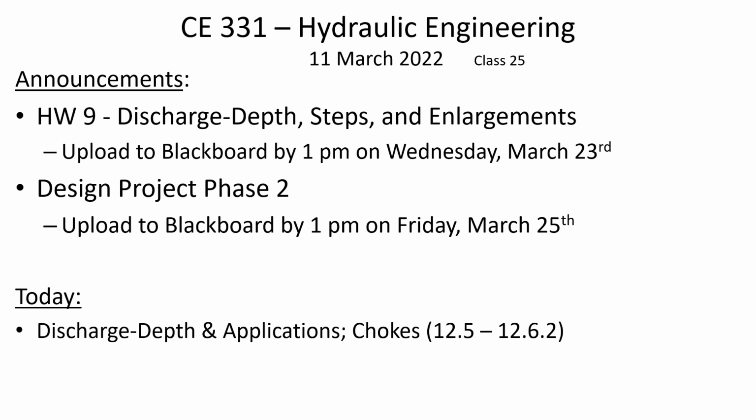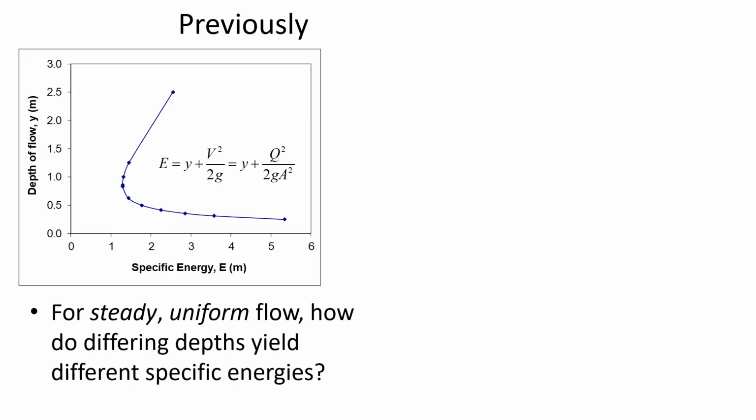Today we're going to talk about the application of specific energy ideas and talk about how that allows us to calculate what happens when there's a disturbance to the flow. So remember that Manning's equation can predict the flow depth if you have steady uniform flow, but there's lots of conditions where the flow depth is going to be disturbed by an obstruction like a choke.